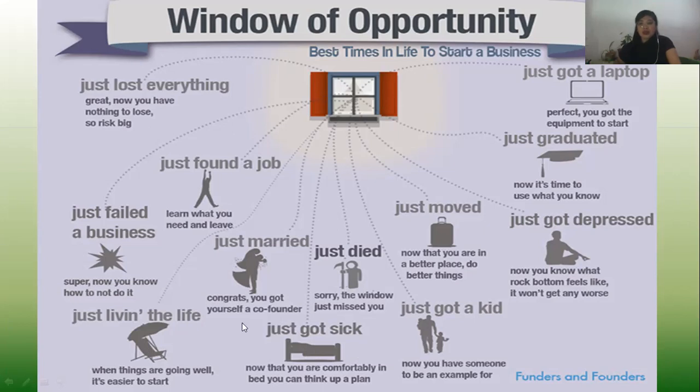An opportunity is a positive one, no? You can create different things out of a negative situation. You can create useful things or positive things out of a negative one. You just had a kid, now you have someone to be an example for. Okay, so these are the different situations, no? And then you can get positive opportunities out of these situations of our lives. Okay, so this is the window of opportunity.